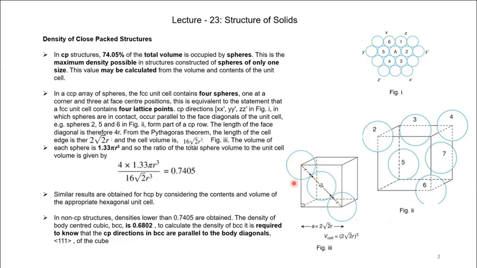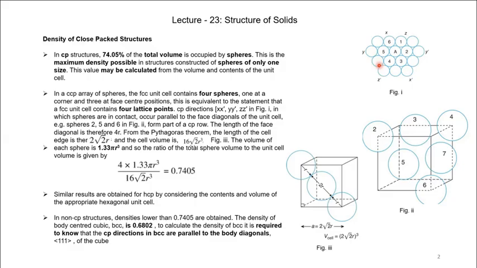So this is 4R. Using Pythagoras theorem, we can calculate the total volume in the unit cell, and we see that it is 74.05%. That means 74.05% of the space is filled by this close-packed structure. Similarly, we can work out the hexagonal close-packed structure and find that it is also 74.05%.